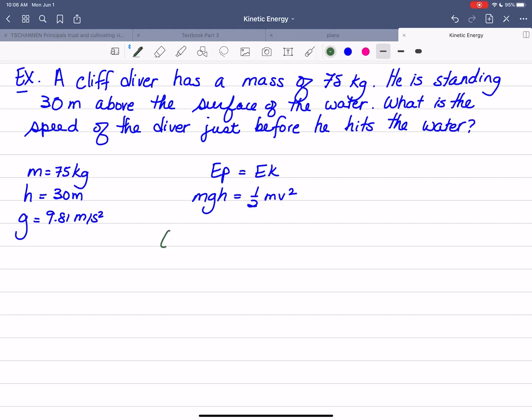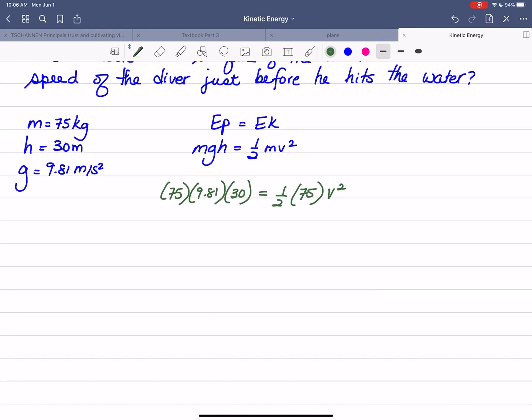So I have M, 75, 9.81, and 30. And then 1/2 M, 75, and I'm looking for V. I'm left with V squared over there. So when I do this calculation, what I end up with is 22,072.5 joules. I'm just gonna keep that in my calculator.